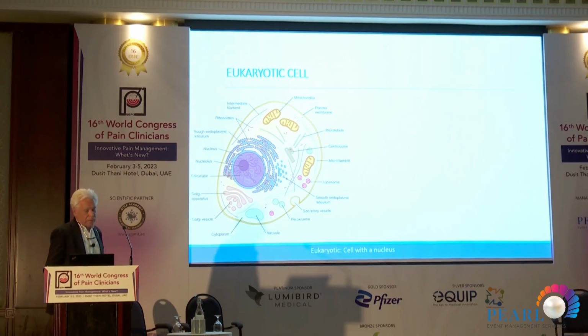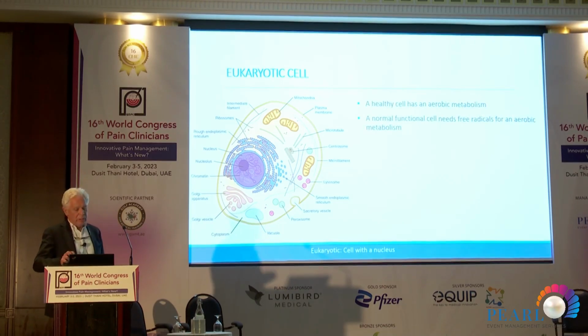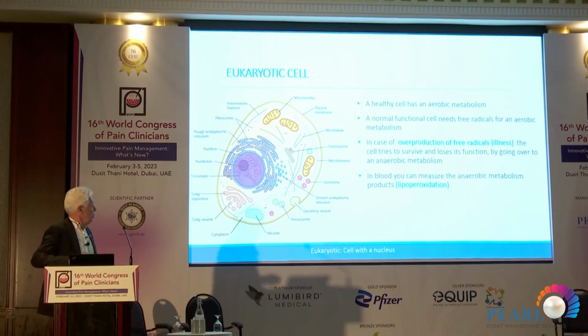If you look at the cell, when Sluijter went to the cell biology, because in the cell, that's what is important. A eukaryotic cell means that the cell has a nucleus. We know all about the components which are in the cell, and a healthy cell has an aerobic metabolism. But a normal functional cell needs free radicals for an aerobic metabolism. In the case of overproduction of free radicals in an illness, the cell tries to survive but loses its function by going over to an anaerobic metabolism.